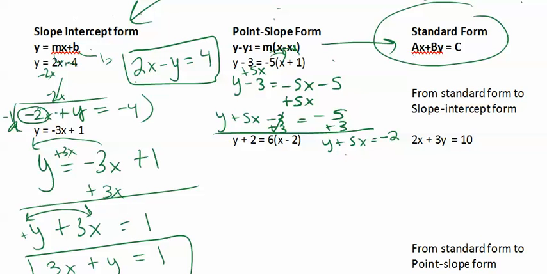Okay, so the next thing that I'm going to do is I'm going to switch these two so that this will read 5x plus y is equal to negative 2. And it's okay for c to be negative. It's okay for the term on the right side to be negative. It's just not okay for the ax term to be negative.